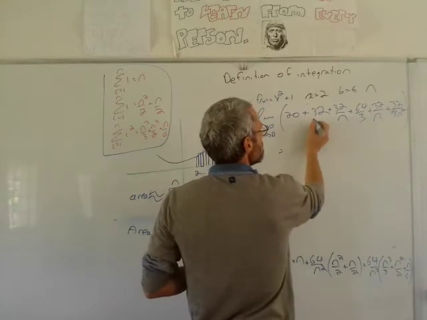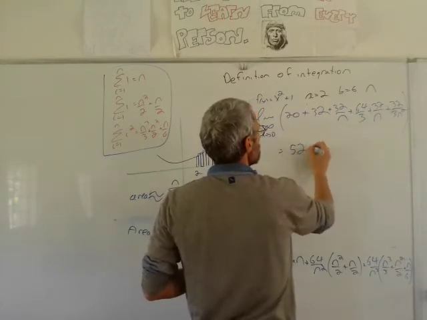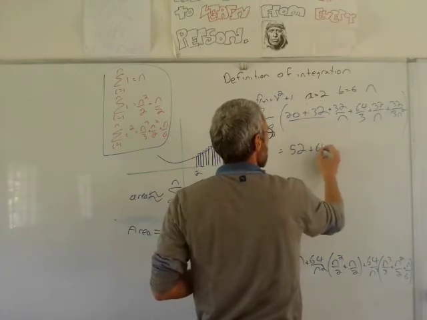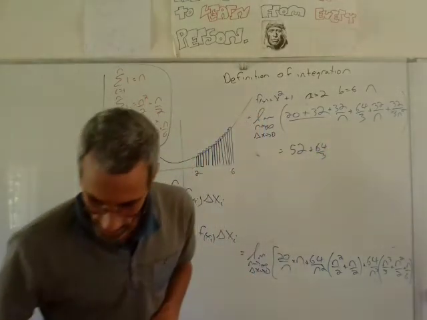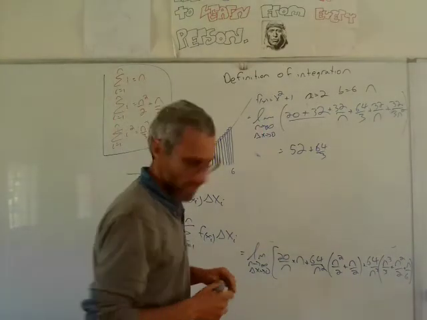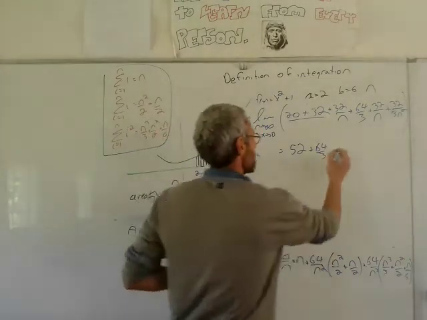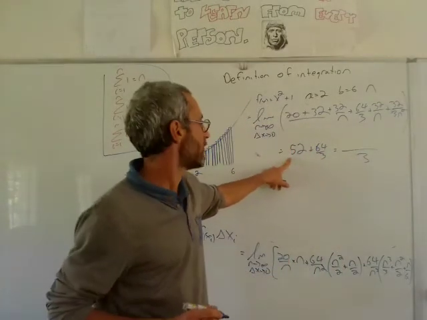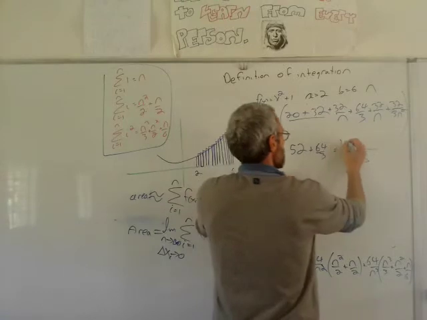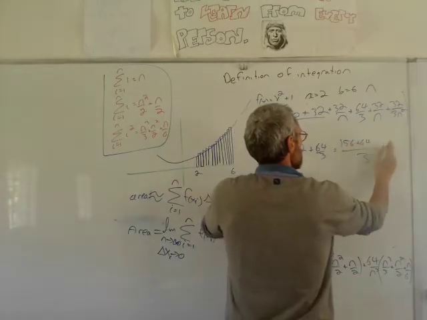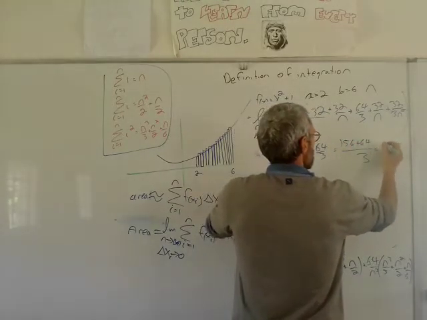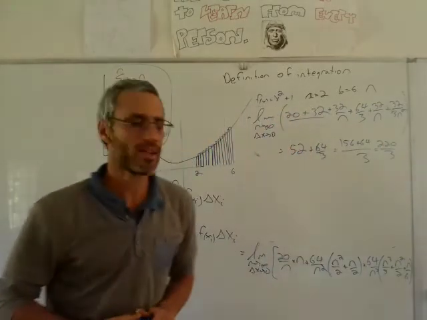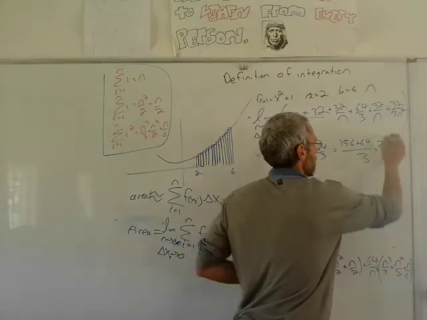It's 52, okay? 52 plus those two terms plus 64 over 3. So the answer, according to these guys, let's just see that it's right. I'm going to put the divide by 3. 3 times 52 is 156. 156 plus 64, the answer should be 220 divided by 3. Okay, that's the answer I'm getting.